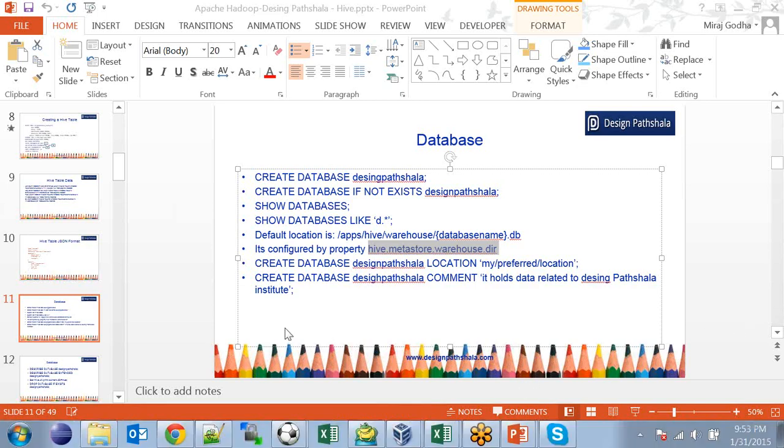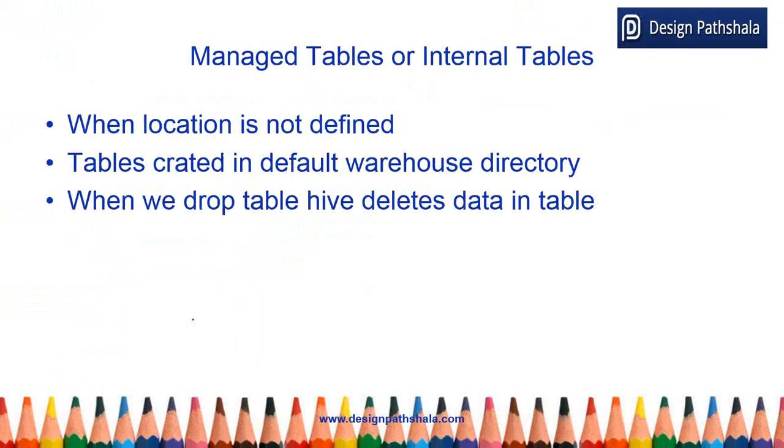So, managed tables or internal tables. There are two kinds of tables I was showing you on the console. Managed tables or internal tables are the tables where, when we create them, we don't define the location for the table. If you don't define the location, by default the table is created in the configured warehouse directory, inside your database folder. So tables are created by default in a warehouse directory inside your database.